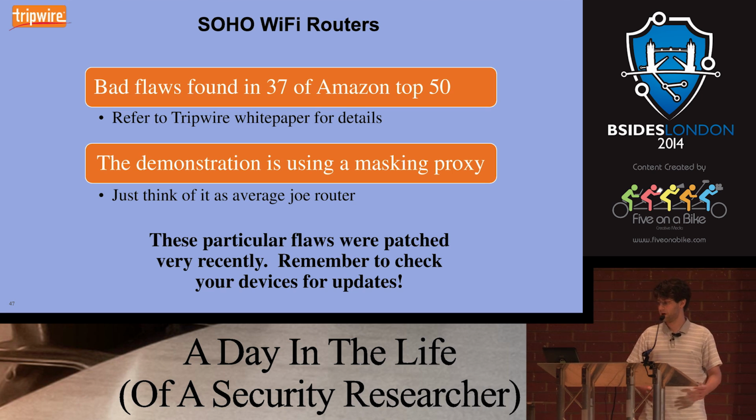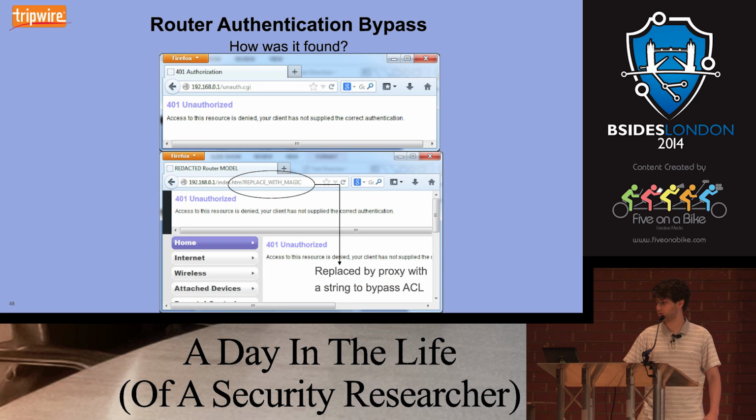So I'm going to do a little bit of a demonstration of some of the stuff that we found with this approach. Because all of the routers are basically crap, I've made a little masking proxy which does not reveal the strings that are being used to bypass authentication here. You can Google around for it, you'll probably find it, but you should just think about this router as being every router, because they're all about equally as vulnerable.